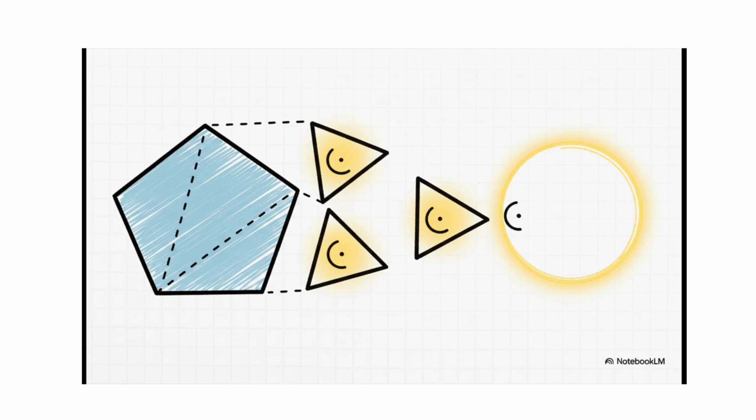Well, the first thing we do is grab our master key for polygons, right? A pentagon has 5 sides, so we just plug that into our formula. The number of sides, 5, minus 2, times 180. So that's 3 times 180, which gives us a grand total of 540 degrees for all the interior angles combined.